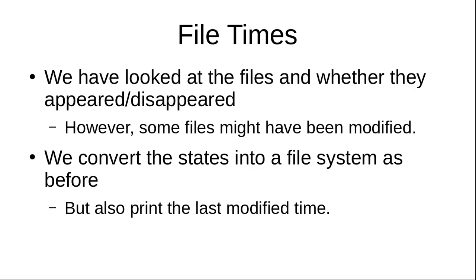Okay, now, so far we've just looked at the files and whether they appeared or disappeared. When we had a list of files and we looked at the difference, we could see whether a file appeared or disappeared. However, some files might have been there both times, but they might have actually been changed. So we would like to detect that. So how would we do that? Well, we can convert the states into a file system as we did before, but this time instead of just printing the file name, we also print the last modified time. So that means that if they did change, now we will be able to spot that, and we'll be able to see how those have changed, and we'll see what new information we can learn.